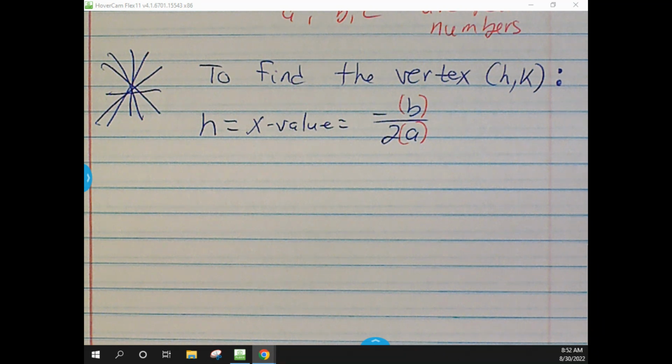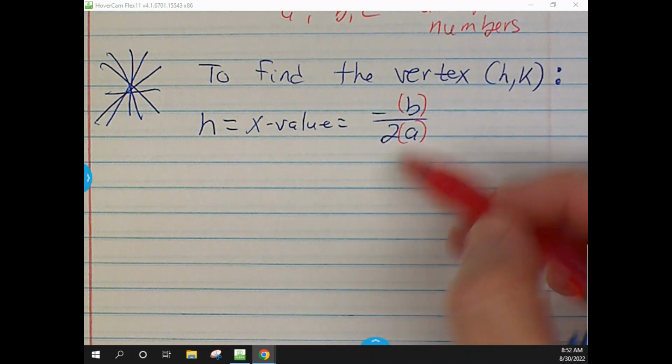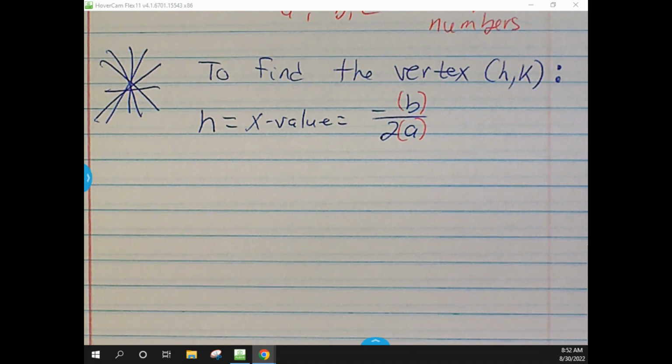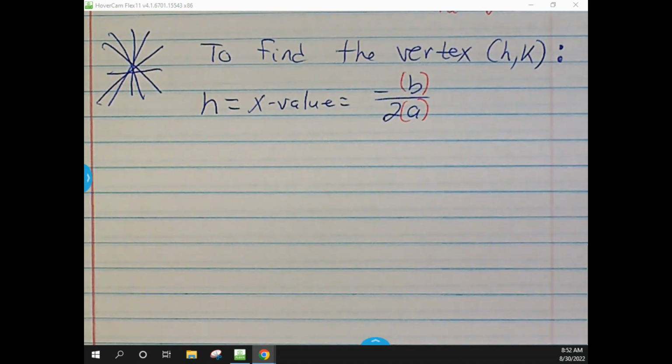Okay, so to find the x value of your vertex, or the h value, it's really easy. It's negative b over 2a. Take the numbers and plug them back in. Most of the time, there may be an occasional fraction, but I'd say 95% of the time we're looking at whole numbers, just because if we're having to graph these, it's a lot easier.